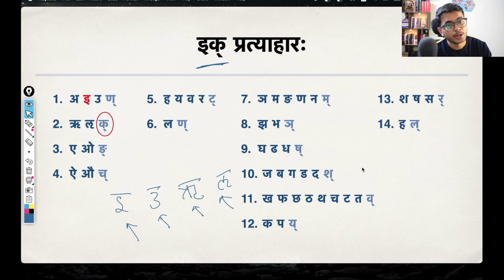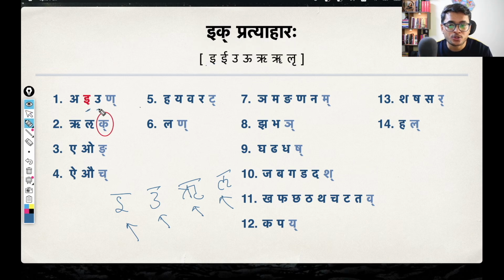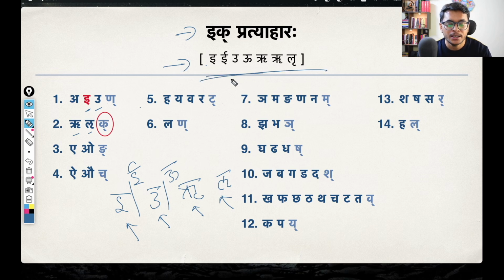But pay attention to what I told before, that in the Maheshwar Sutras, all these simple vowels also represent their dirgha counterparts. This u represents the dirgha u also. So basically, this ik pratyahara means this group of letters: i, u, ri and li. All this group of letters is represented by this ik, this abbreviation, this pratyahara. I hope it makes sense.